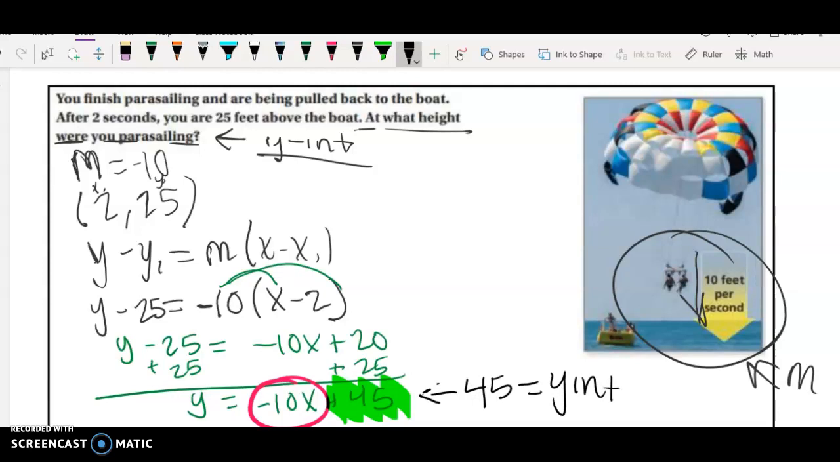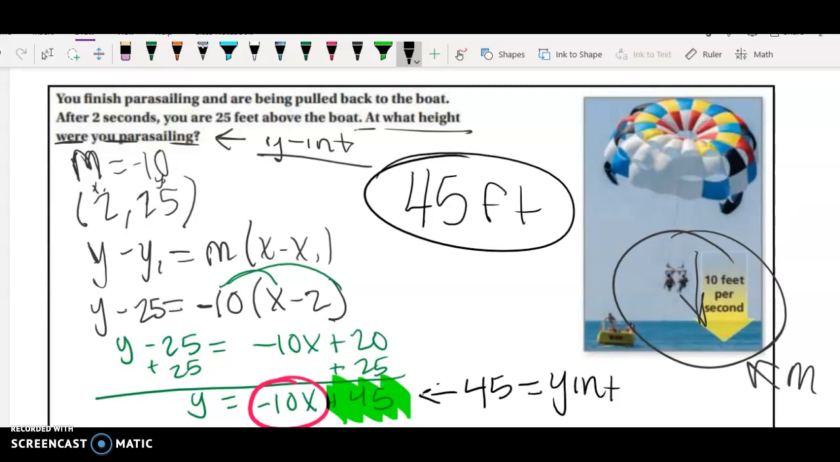And so at what point was I, or at what height was I parasailing? I was 45 feet in the air, and then after that I got pulled downwards. So my answer is 45 feet.